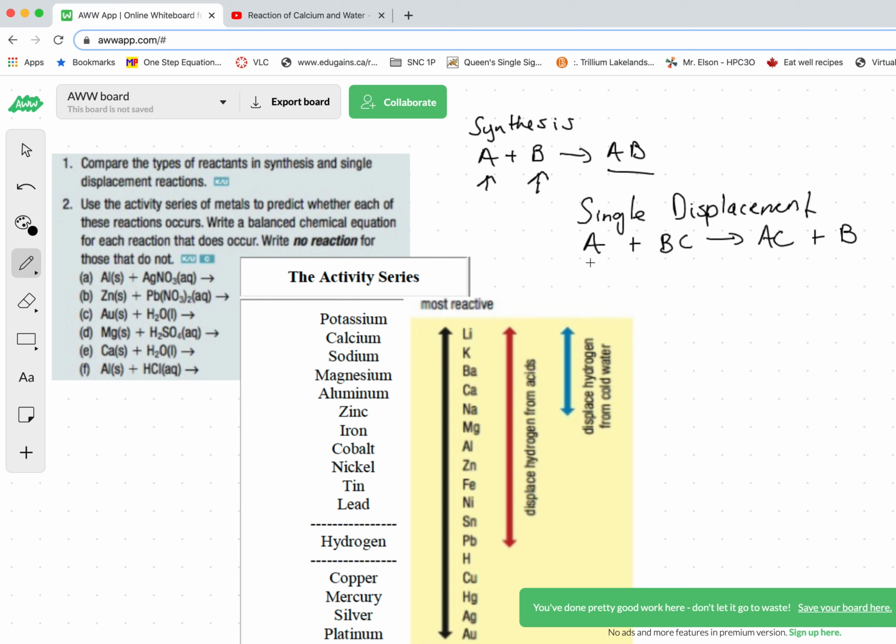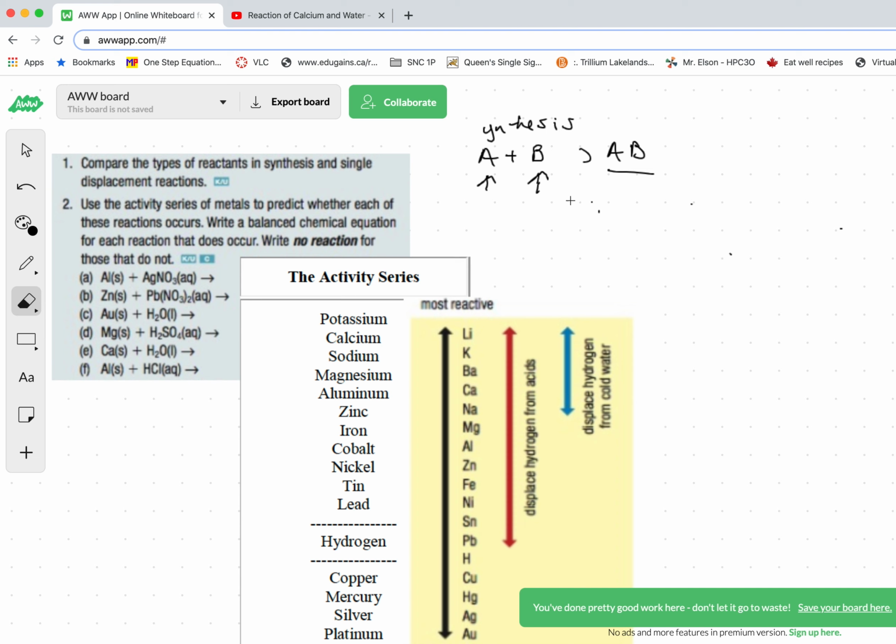So the difference here in the reactants is that I have one single element trying to replace, if it's a metal, in this case, a metal from a compound, BC. And that single element will take the place of the metal to make a new product, AC, leaving B on its own. So let's look at some examples of those single displacement reactions in question 2. In question 2, we are going to predict the products according to the activity series of metals.